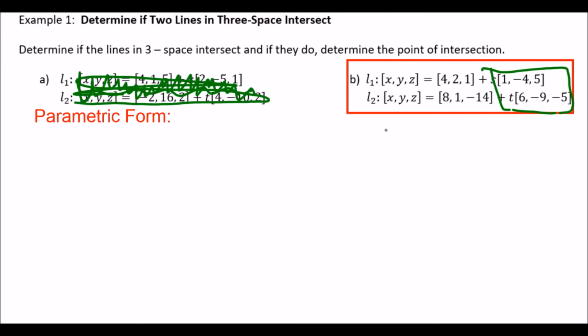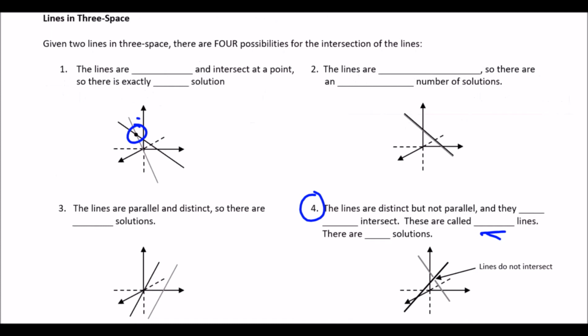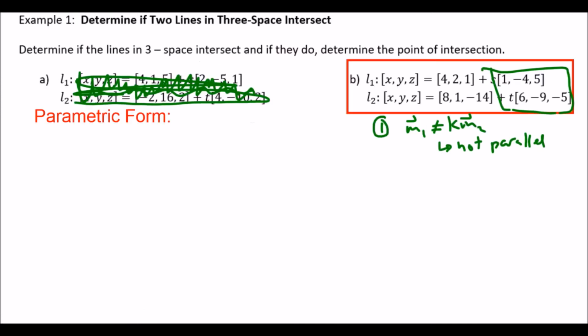So step 1 is I check for the scalars, and here I can see that m1 is not equal to some scalar of m2, so they are not parallel. Alright, what does that mean, Mr. Wills? Well, that means I've got two cases I can look at. I can either look at skew lines, or I can look at they intersect.